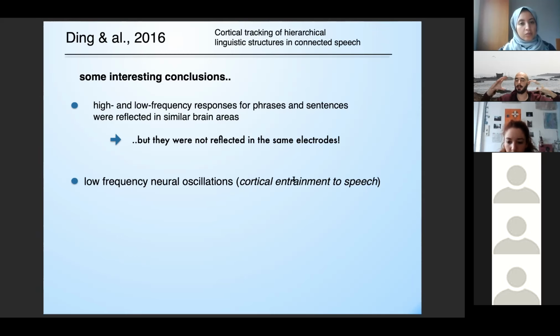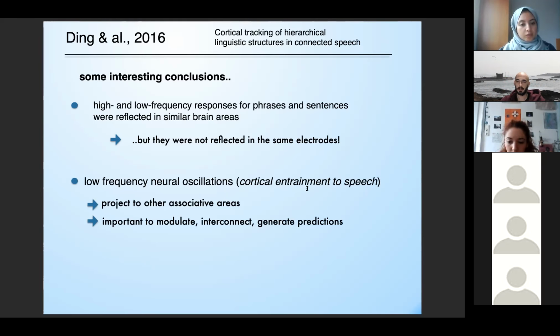So it's as if the neural oscillation of your cortex, in a way, tunes to certain properties of the linguistic input, although these properties are not contained in the acoustic properties of the input itself, but are built up by your brain. And then they project to other areas, which probably are important to modulate, interconnect, and generate predictions about, for instance, the upcoming material.